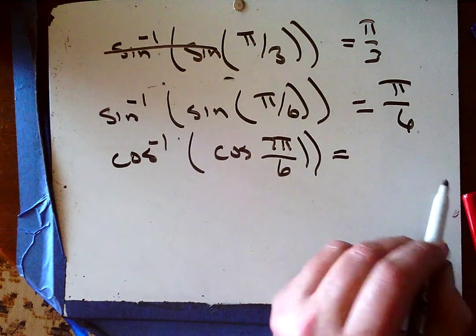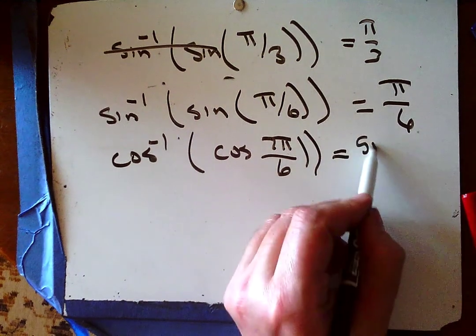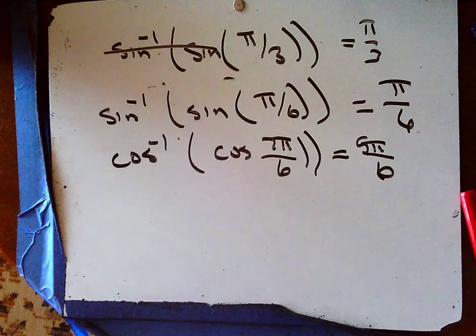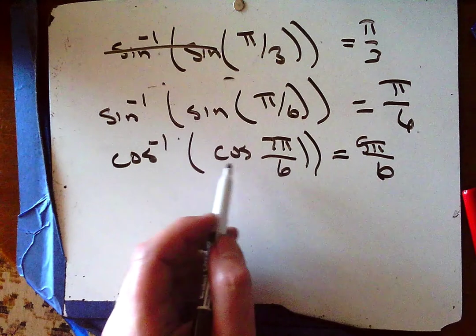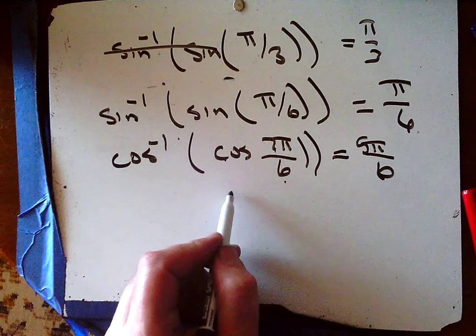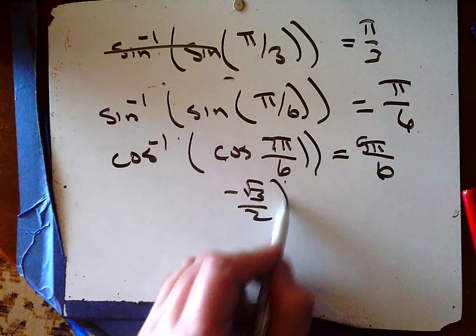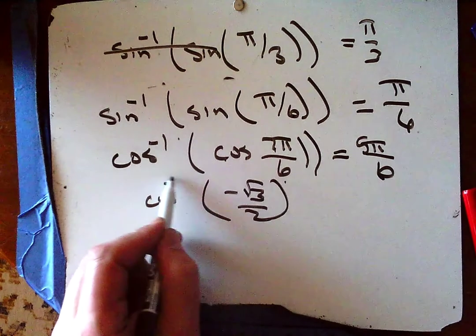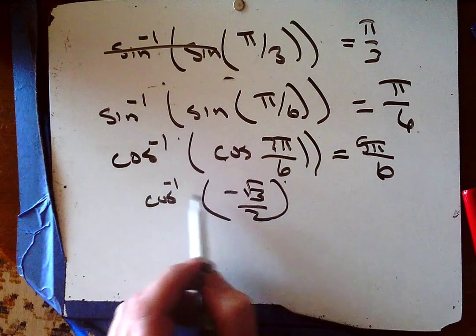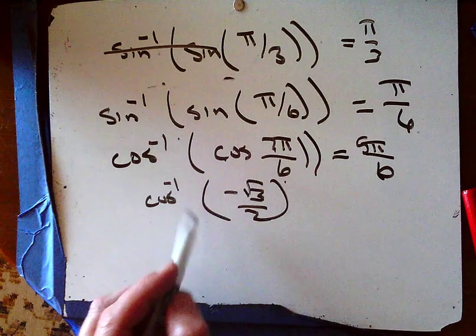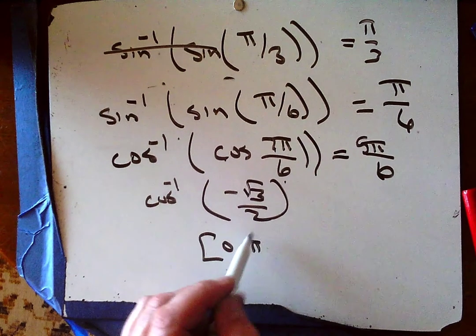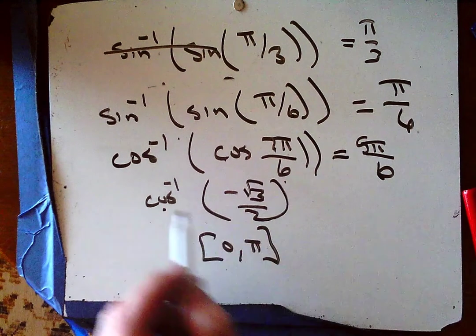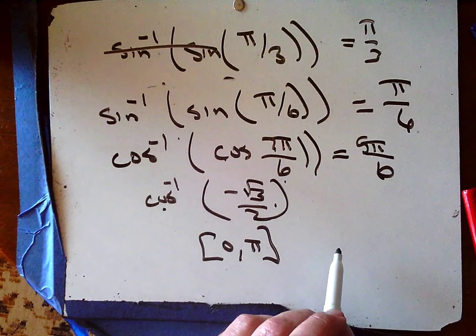The answer is not 7 pi over 6. It's 5 pi over 6. Who can explain why? Let's go the long way and see. The cosine of 7 pi over 6 is negative root 3 over 2. Cosine inverse: now we're asking the question, what angle within the restriction, remember our restriction is 0 to pi, has an x value of negative root 3 over 2?